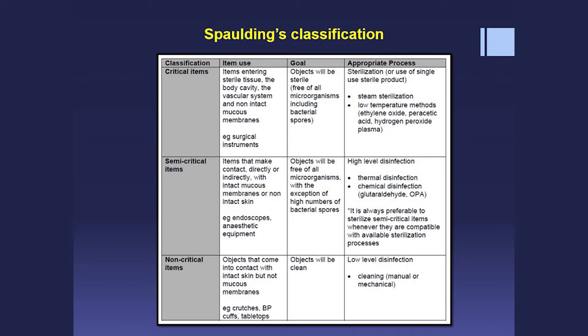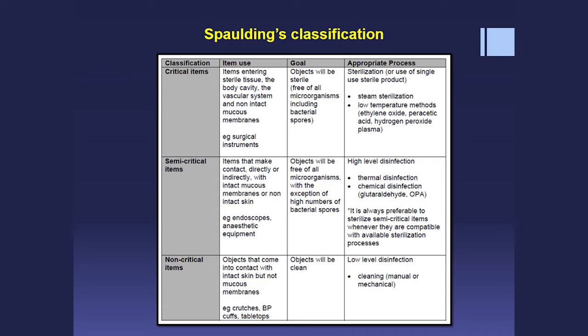For example, surgical instruments. So all these instruments must go for sterilization. In this category, your dental burs and your handpieces are also included. Then semi-critical items are those items which make contact with intact skin or mucous membrane directly. So these instruments can be processed with high level disinfection.